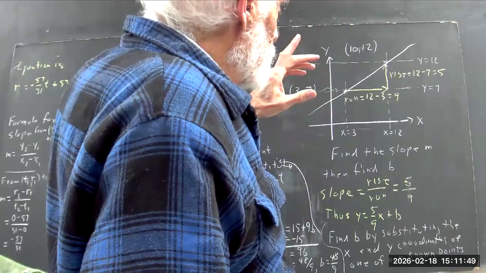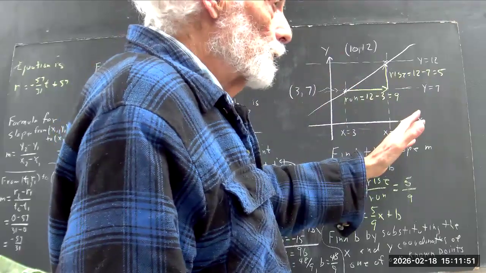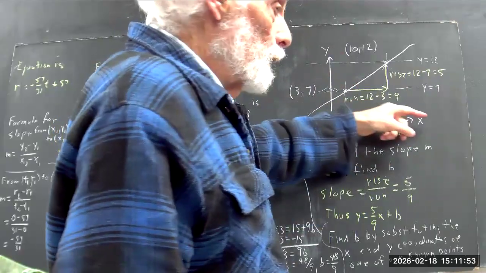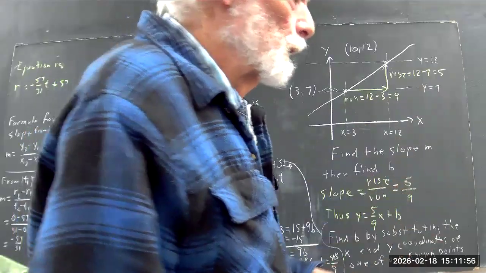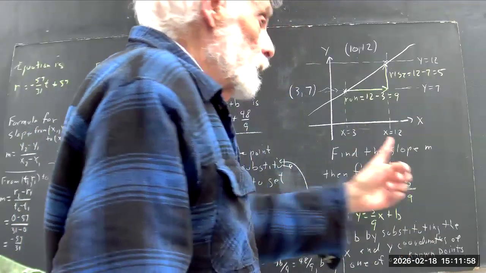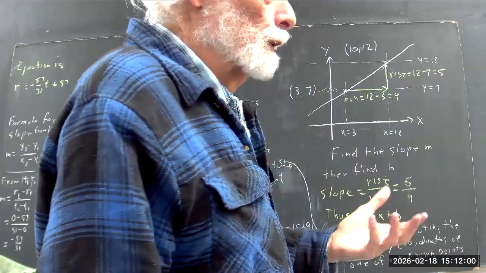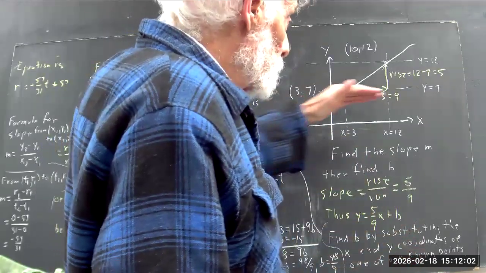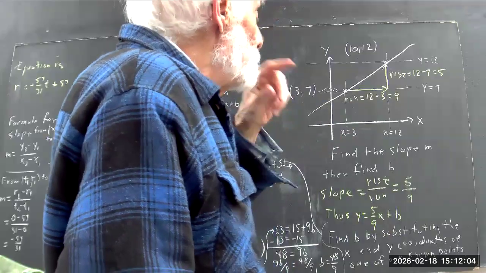If we always go from the leftmost to the rightmost point, then our run will always be positive. And I recommend that we do that. If you end up with a negative run, that's okay as long as you're careful about the signs. But I recommend a positive run.